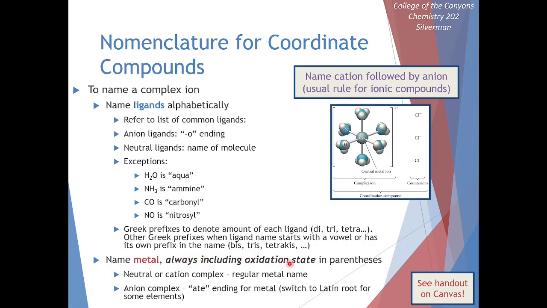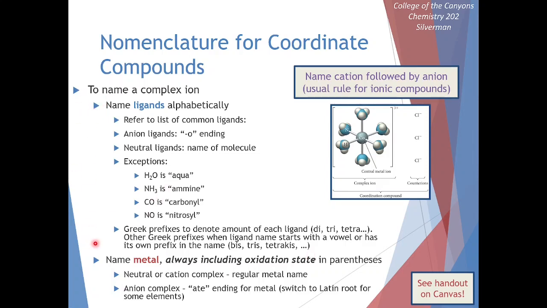When we have ligands that also contain a prefix, or when we have ligand names that start with a vowel, we can switch to this other set of prefixes: bis, tris, tetrakis, etc. We'll try to take that on a case-by-case basis, and we'll get through some examples.